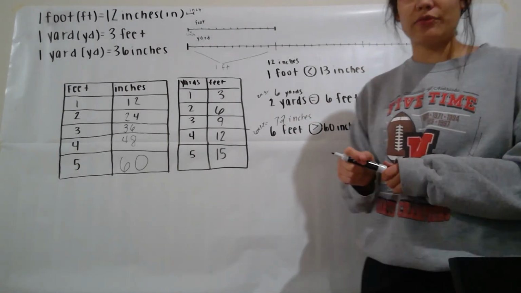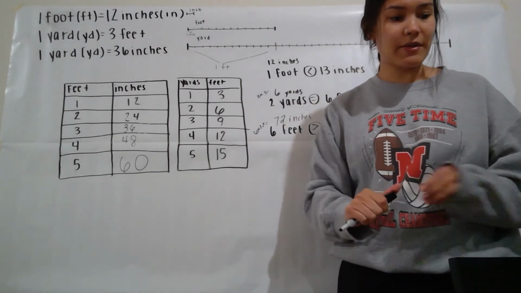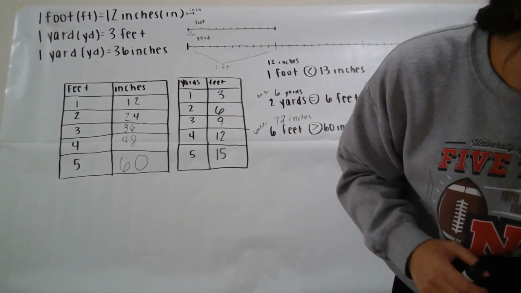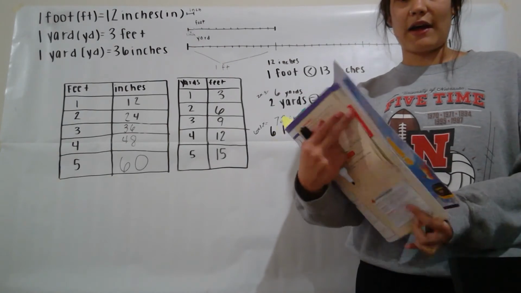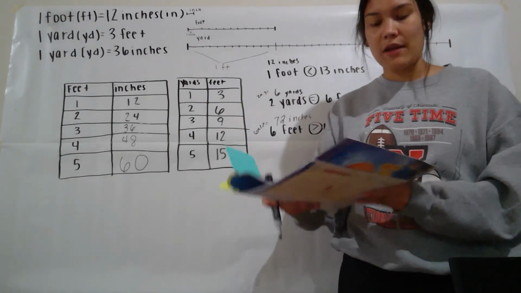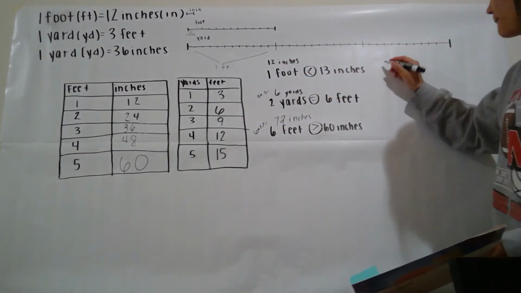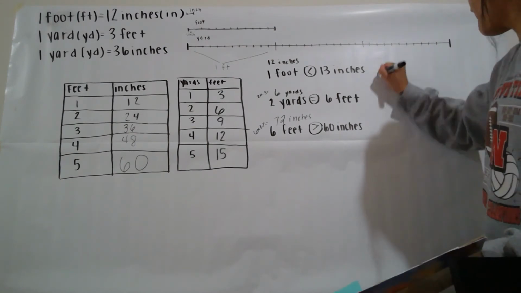Alright, now we're going to do a problem from your assignment, page 223 in your small book. So go ahead and get that out so you can do that with me. And we're going to do number 14.